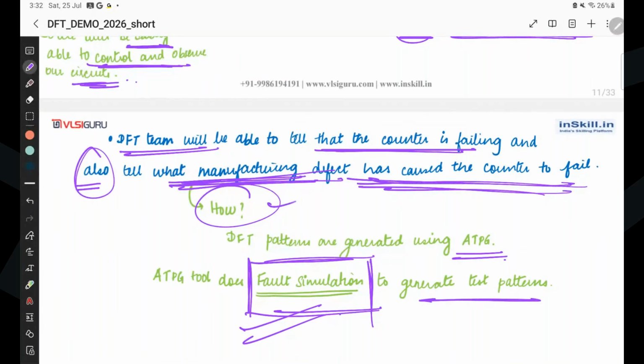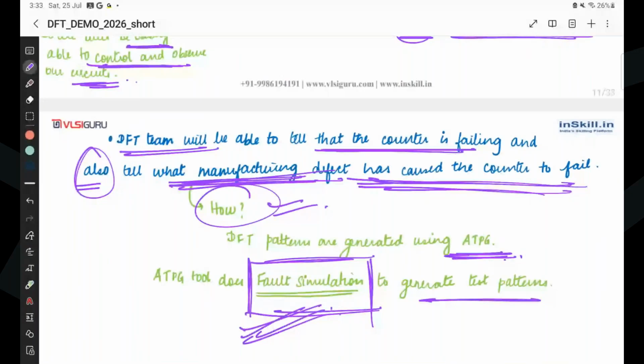And how is the DFT team able to tell what manufacturing defect has caused the counter to fail? It is because we generate the patterns using ATPG, and the ATPG tool does fault simulation to generate a test pattern. You will be able to understand the fault simulation technique when we do the ATPG topic. So that is why DFT engineers will be able to tell what manufacturing defect has caused the chip to fail.